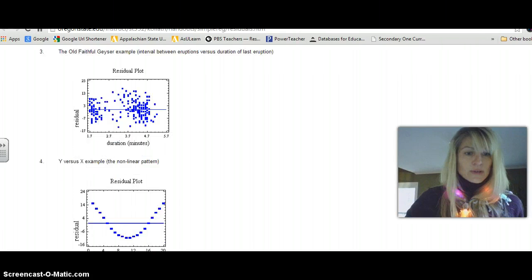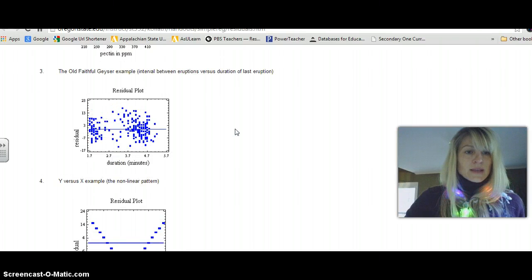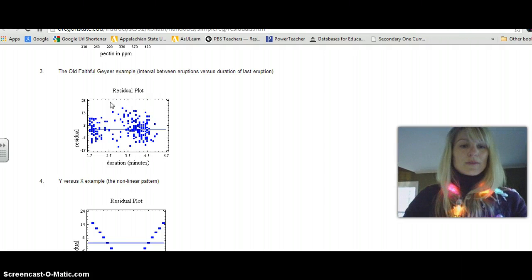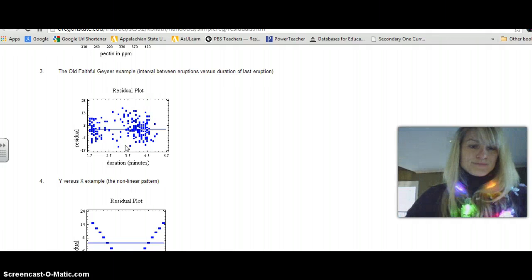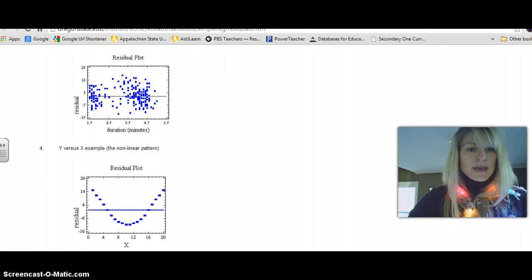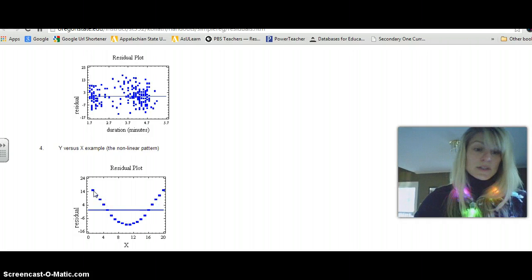And again, if we go down to this one, this one's about the Old Faithful geyser and the interval among eruptions. Again, these are not random and spread out. So the time of the Old Faithful eruptions is questionable as to whether it really is a linear equation. And then if you go down here, this is obviously not, because it has a pattern. Anytime you have a pattern, that means it's not a linear equation, it's a different function. It could be quadratic, it could be exponential, and so forth.